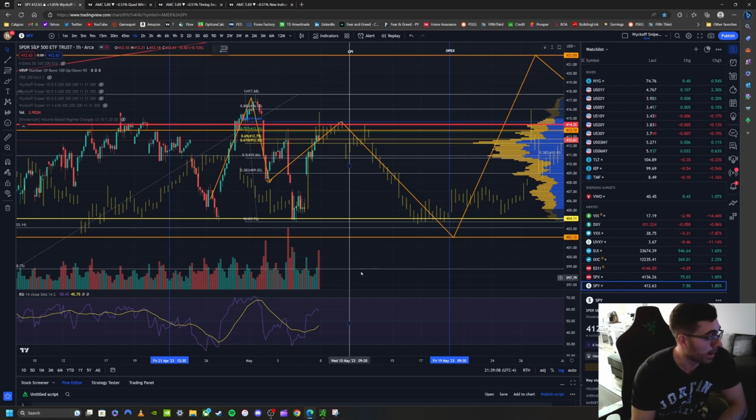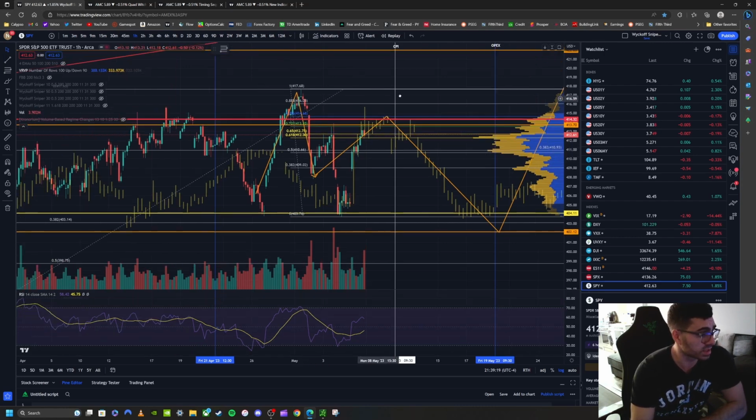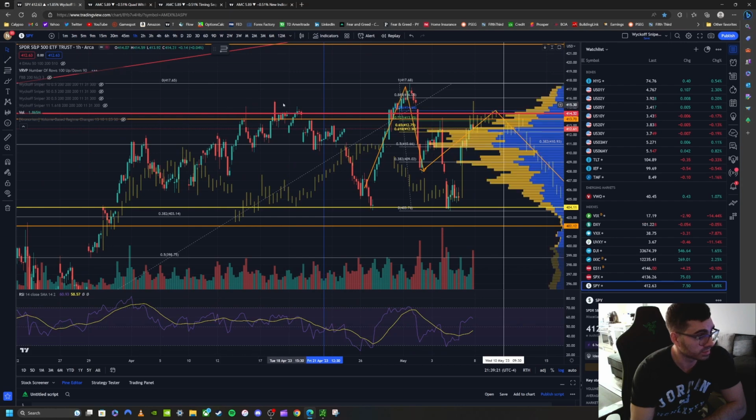Okay. I told you guys on Friday that all the way up to 414 is where I had it because that's the next largest volume shelf. That's going to provide the most resistance in the supply level right here, right? And this red line goes all the way back.